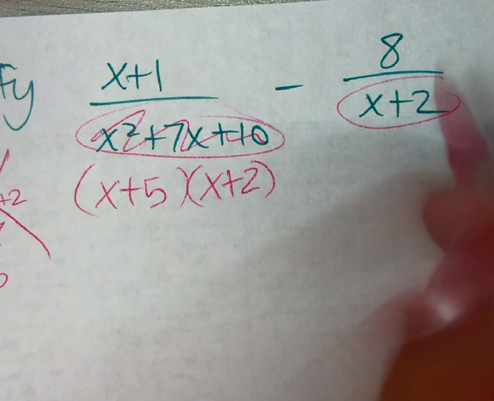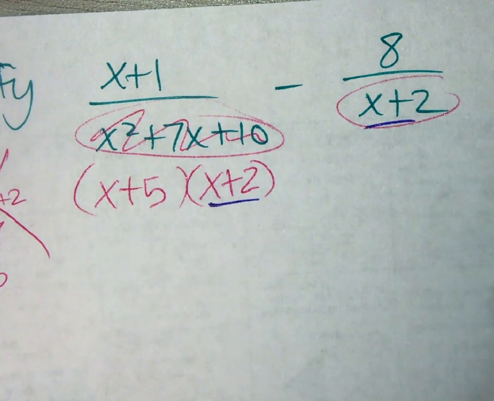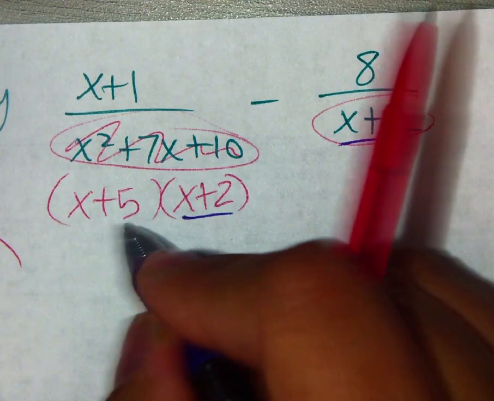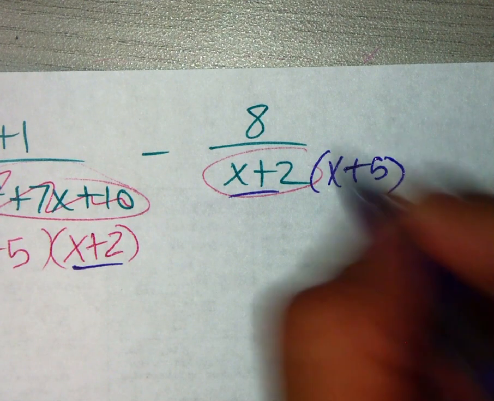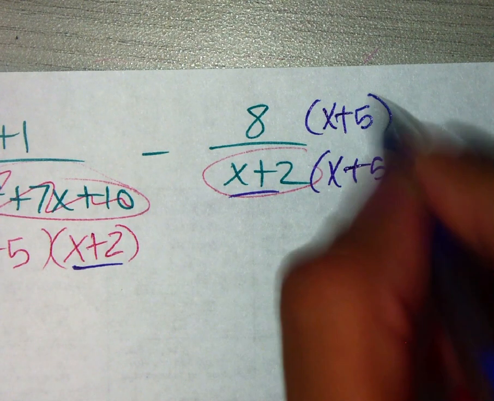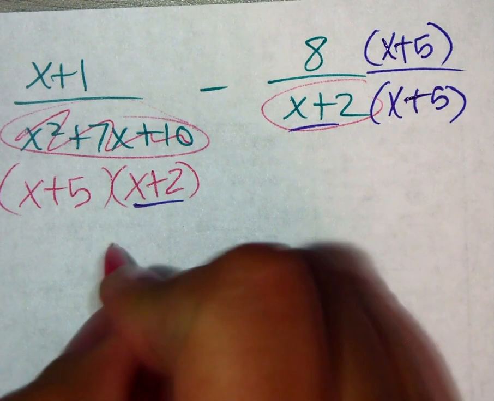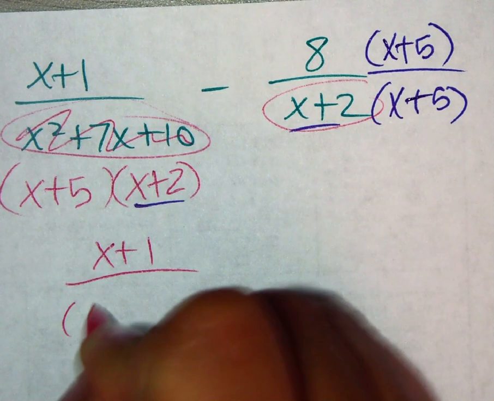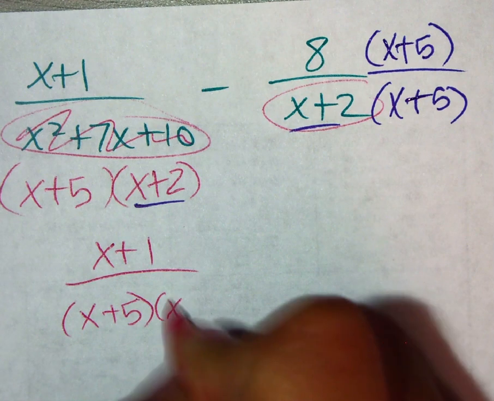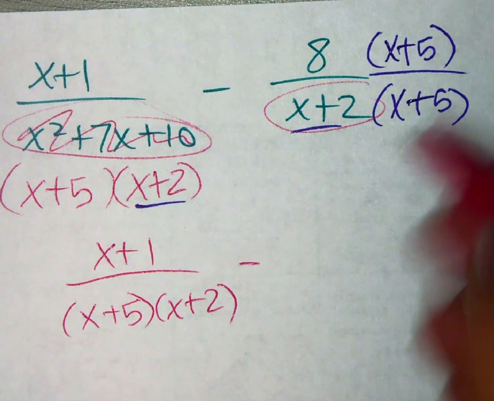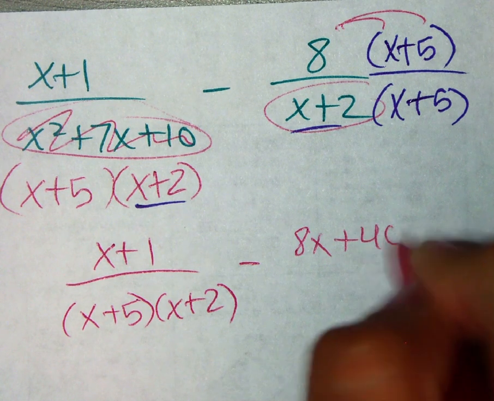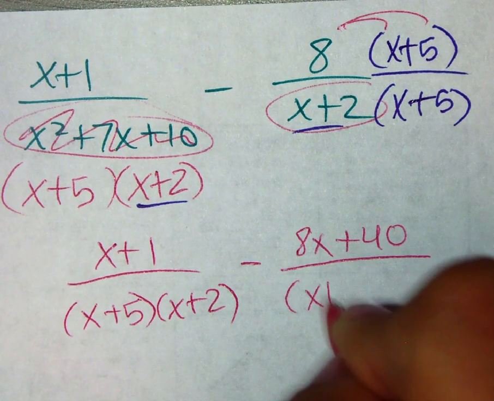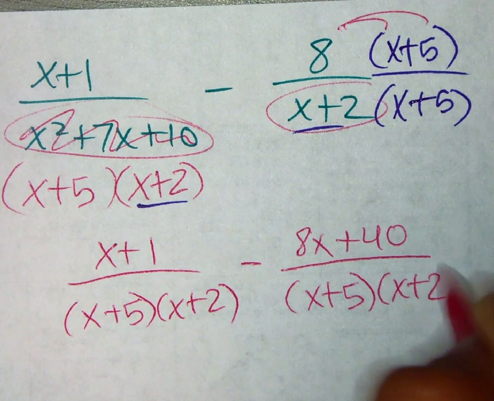Notice that now we notice that x plus 2 is already there. So we just need x plus 5 on this fraction. So x plus 5 on denominator and numerator. The left side we didn't change at all, so we're just going to rewrite it, x plus 1 over x plus 5 times x plus 2, minus, and then this distributes, and we're going to have 8x plus 40, over x plus 5 times x plus 2.